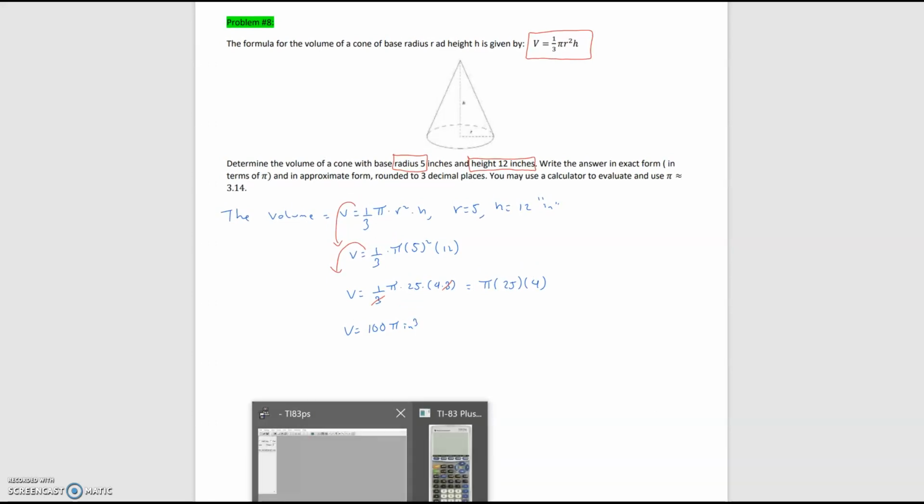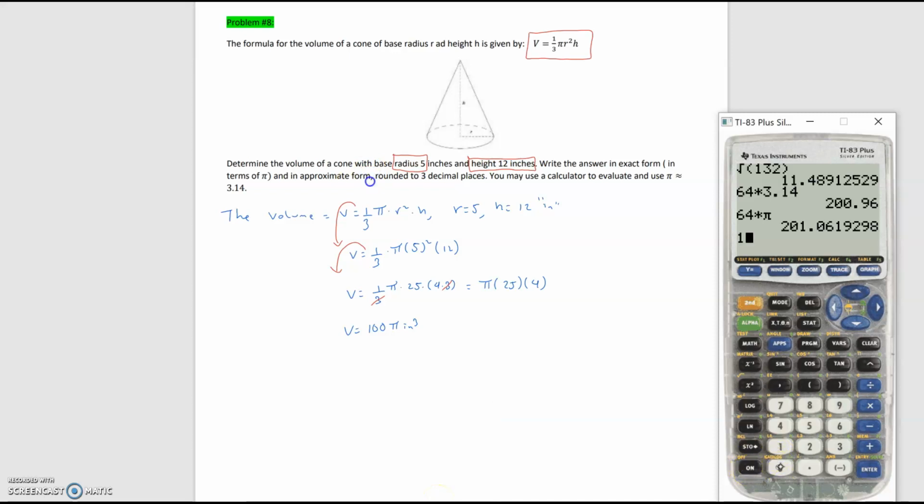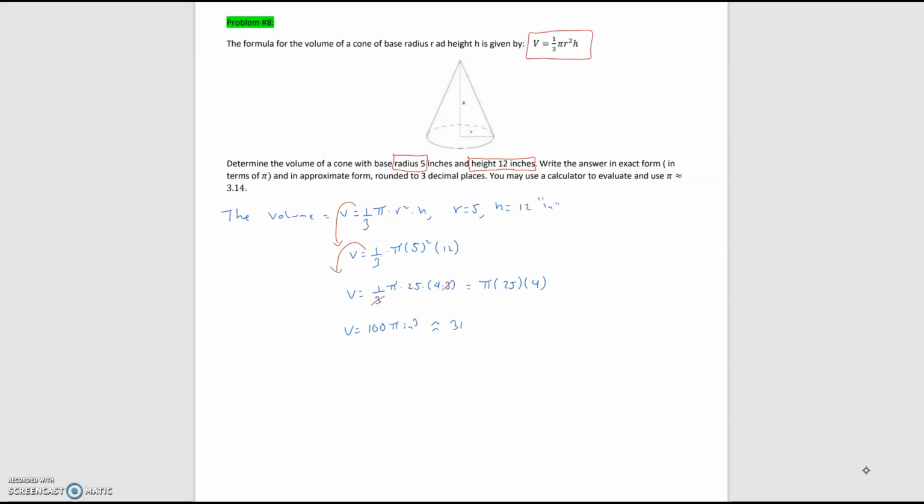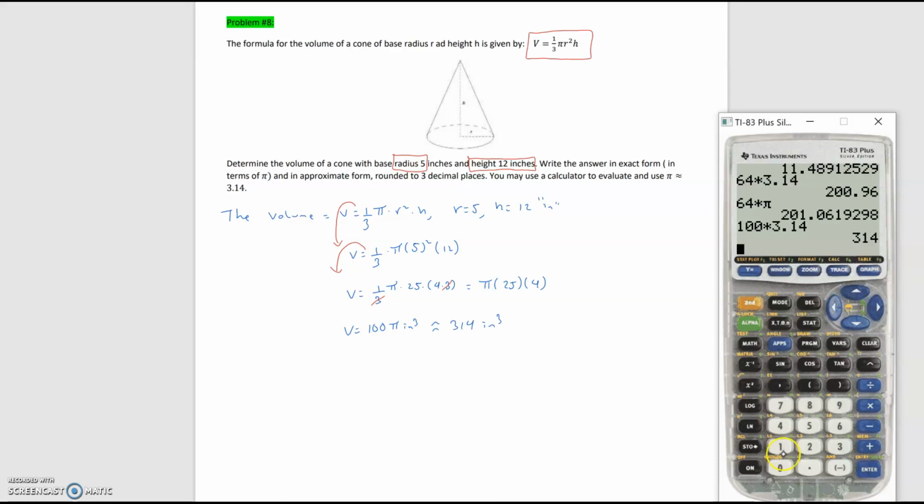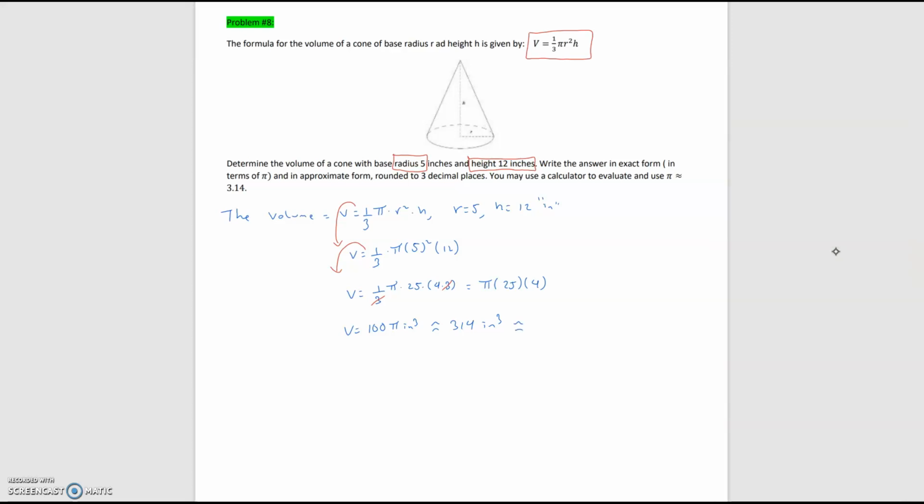And let me actually pull out the calculator. So we're going to be multiplying 100 times, and then they want pi as 3.14. That's just going to be 314, so approximately 314 inches to the 3rd power. And let me use the proper key for the pi. So 100 times pi is going to give us 314.159, so approximately 314.159, and this is once again inches to the 3rd power.